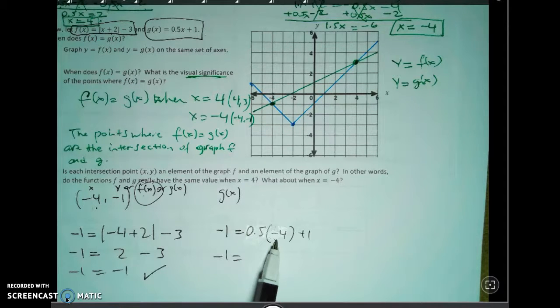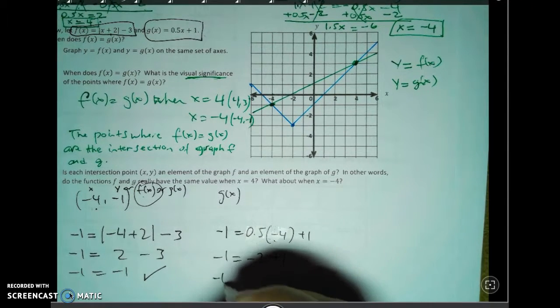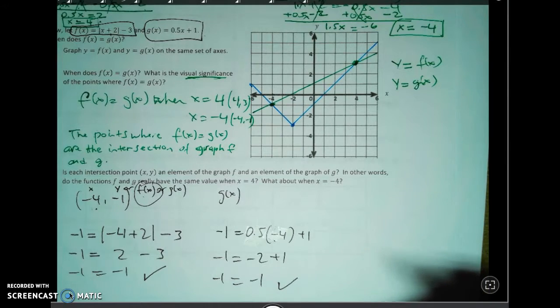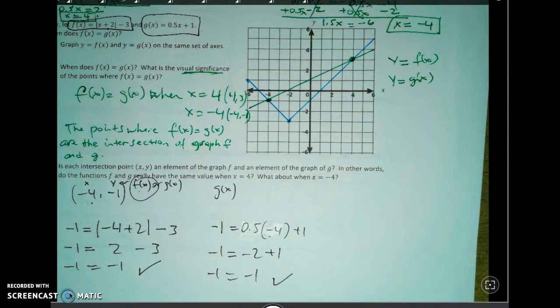So you end up with negative 1 equals 0.5 times negative 4, which is negative 2. Negative 2 plus 1 is negative 1. So it does check again, that negative 4 is a solution for our equation.